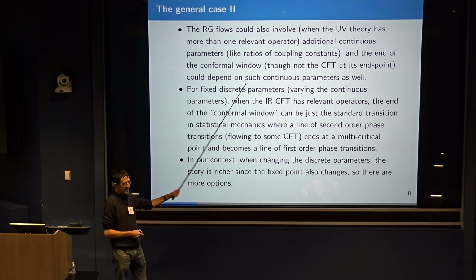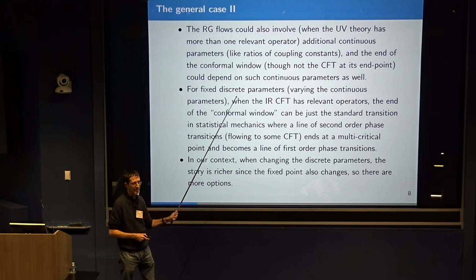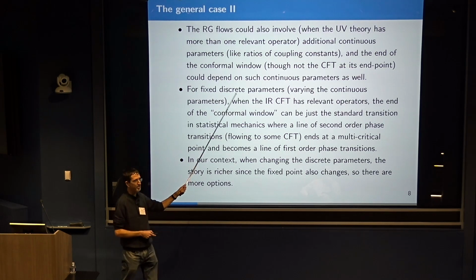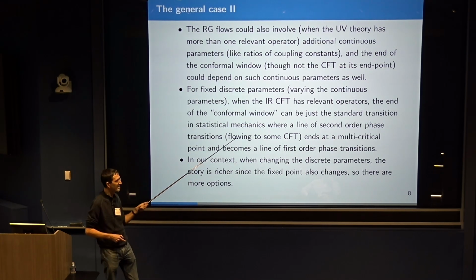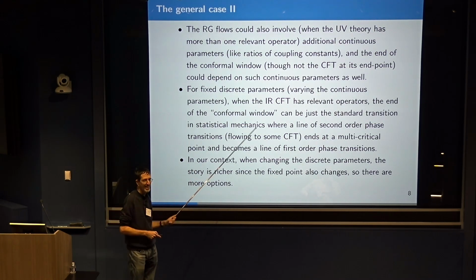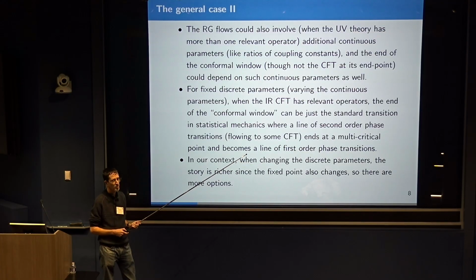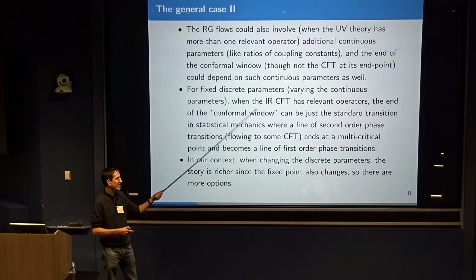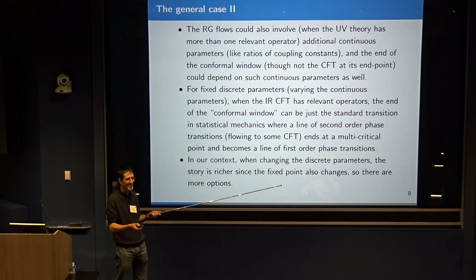Well, without large N, then it's really just a discrete family of theories. I don't know of any way to really make sense of questions like this in the context of non-integer numbers of flavors. I understand, but you could change the flavors in some cases continuously by adding masses. I don't know. Right, but in the massive theory, there's no transition.